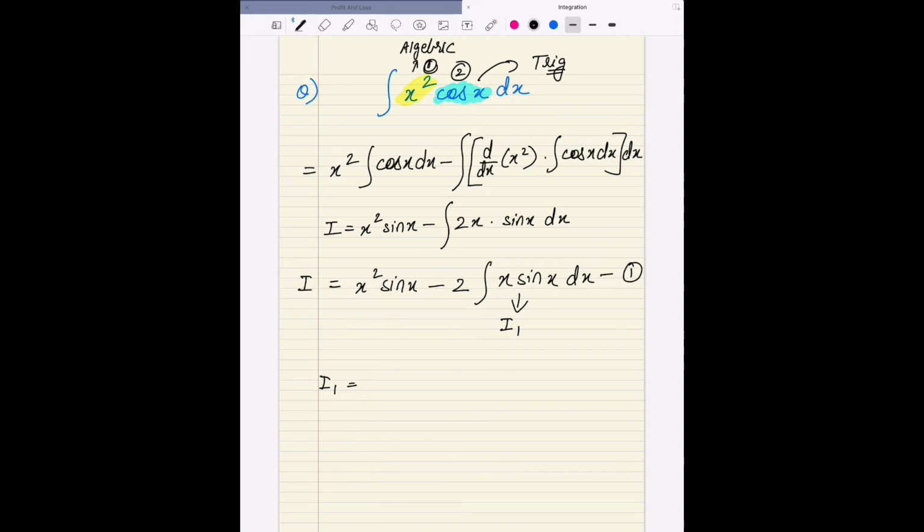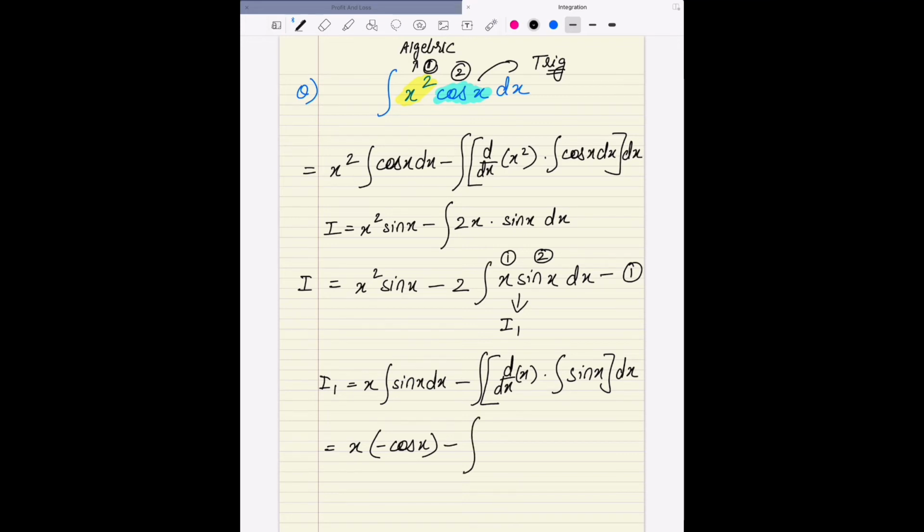Same case again, x is algebraic, so it will be function 1. Sin x is trigonometric, so it will be function 2. Same as the original question. Keep the first, integrate the second, minus whole integral of brackets, differentiate the first, integrate the second, whole integral. So when you read and do it, chances are you will not make mistakes. Integration of sin x is minus cos x. I'm putting a bracket because any result of integration should be put in a bracket.